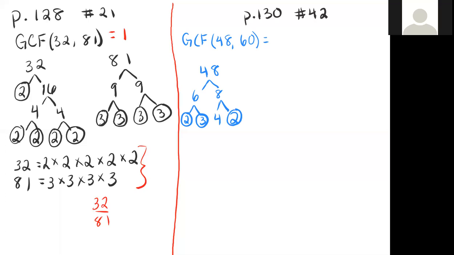Again, I know 2 is a prime number. All right, not done. I still have that 4, which I multiplied 2 times 2. Now I'm finished with 48. All those branches have a circle on them. All right, let's do 60 now. Again, I could do 2 times 30. I could do 5 times 12. Let's do 2 times 30.